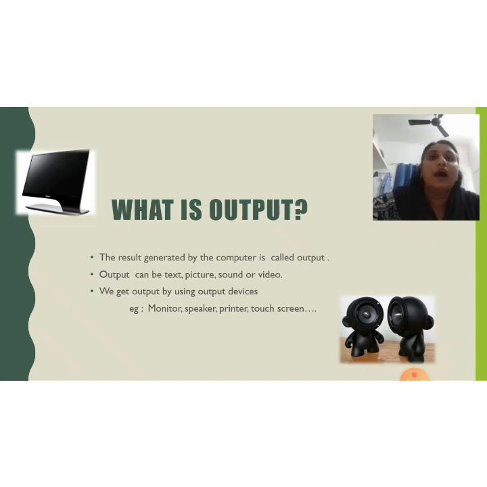We get output by using an output device. For example, monitor, speaker, printer, touch screens. So whatever you are typing on the keyboard, you can see it on the monitor. If you are playing some music, how can you hear it? By using a speaker. So those are called output devices.